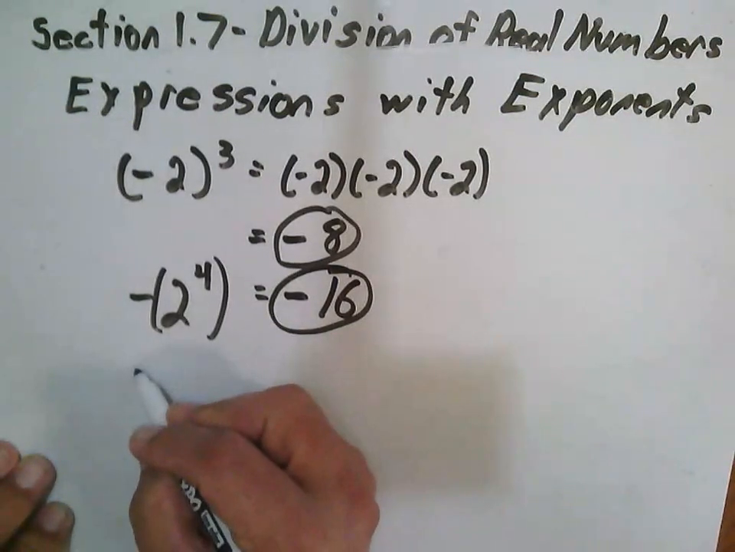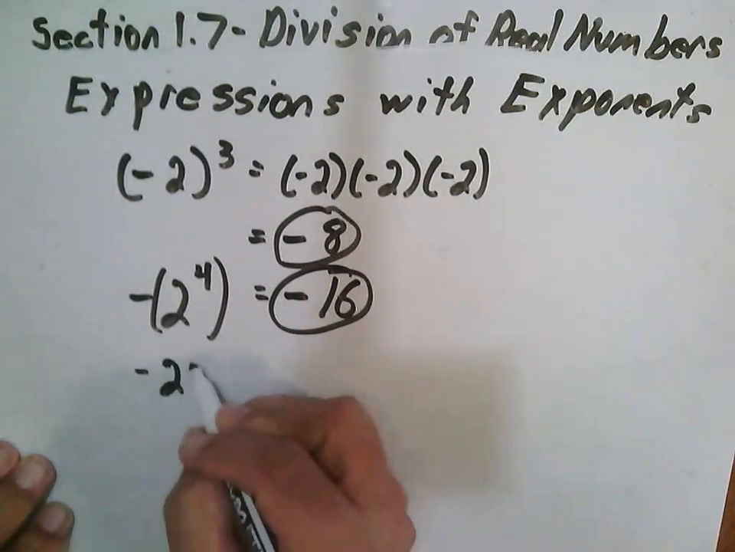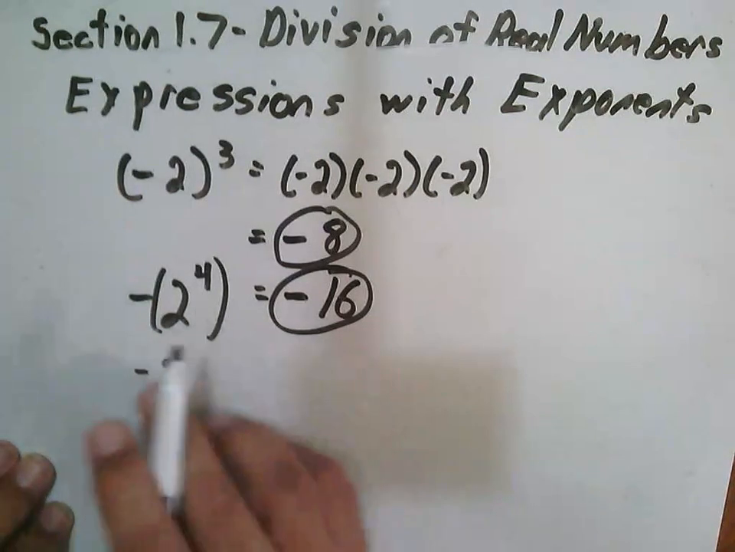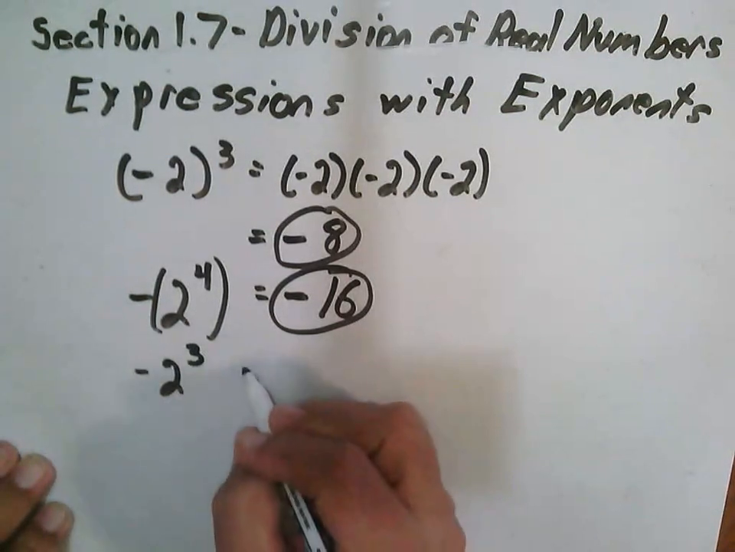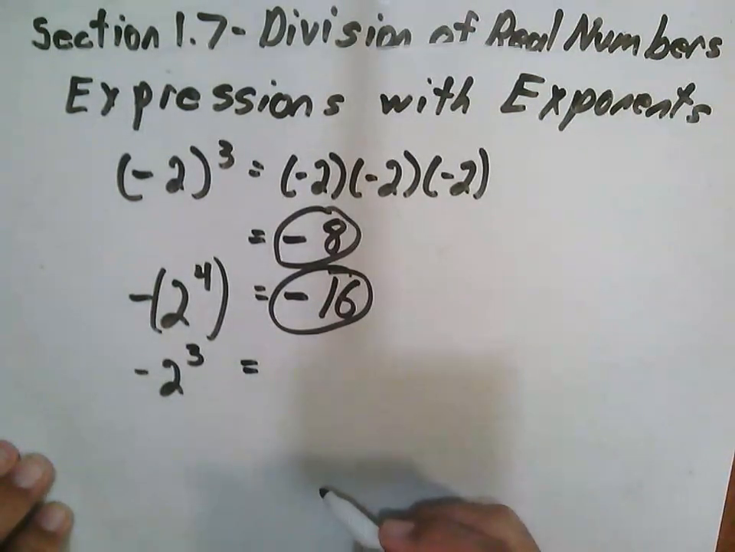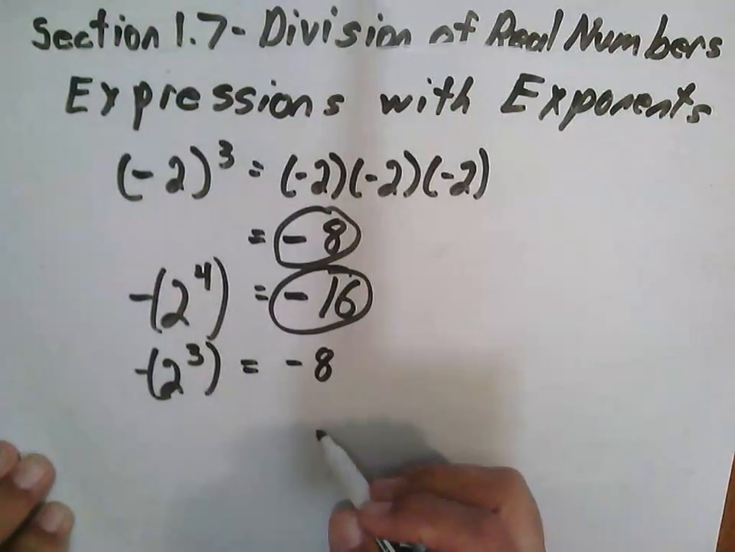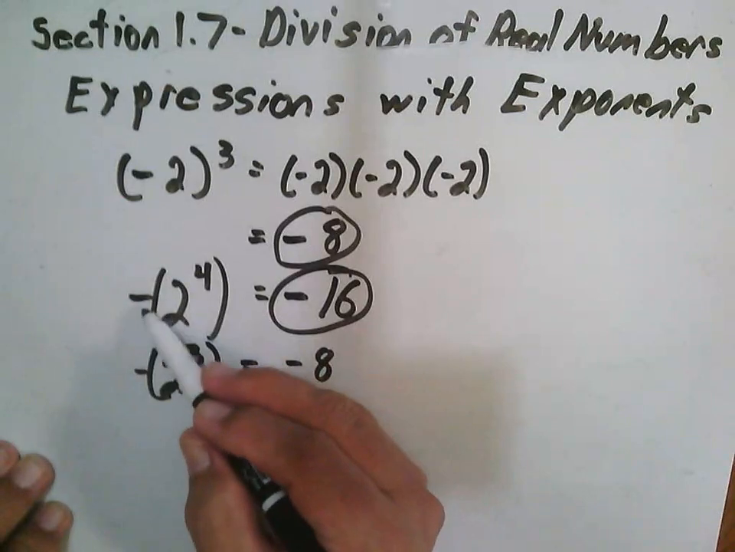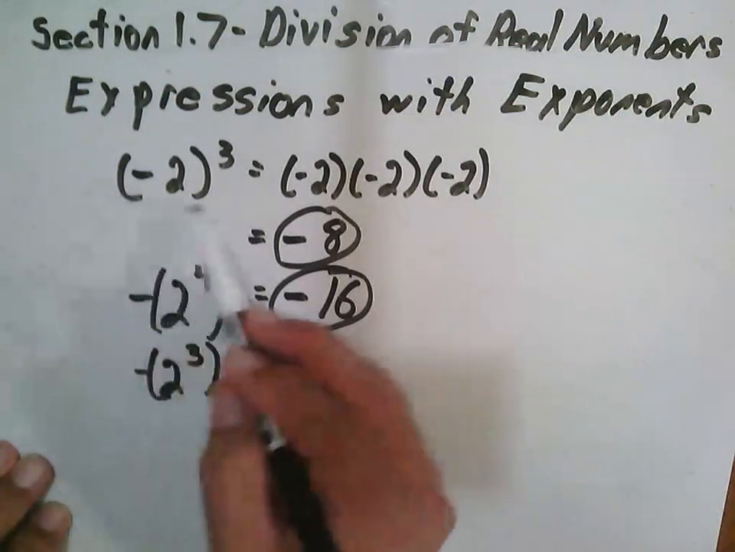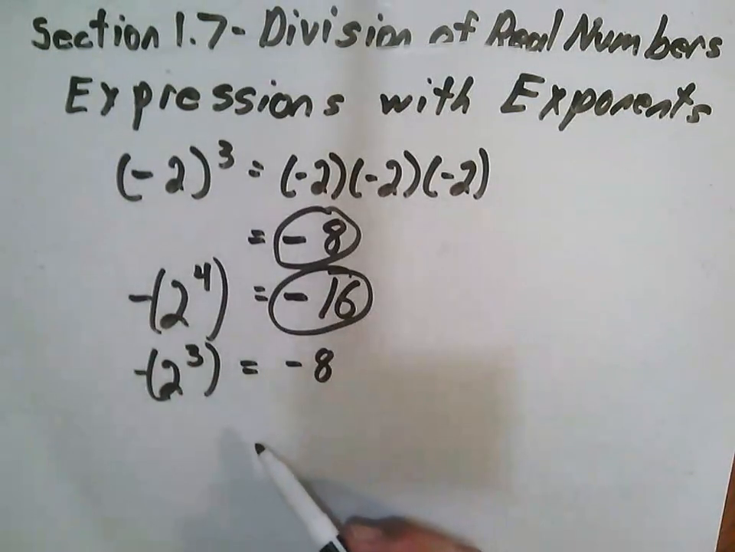Now, if I had negative 2 to the fourth power, well, let me go back. Negative 2 to the third power, same thing's going to apply. It's still going to be negative 8. So it's always going to be negative if there's no parentheses. If there is parentheses, it could be even or it could be odd.